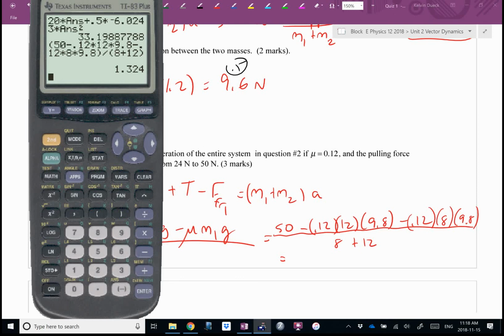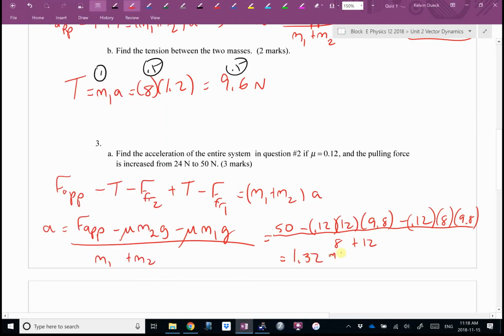Do you get 1.32 meters per second squared? 3 marks. 1 mark for that, 1 mark for that, half mark for the numbers, half mark for the answers.